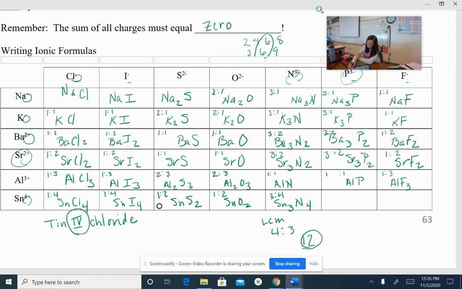Same with the phosphorus. I'm going to have an LCM of 12. So I'm going to need 3 tins and 4 phosphides. So that will be tin 4 phosphide. And then tin with fluorine. I'm going to need 1 tin and 4 fluorines.